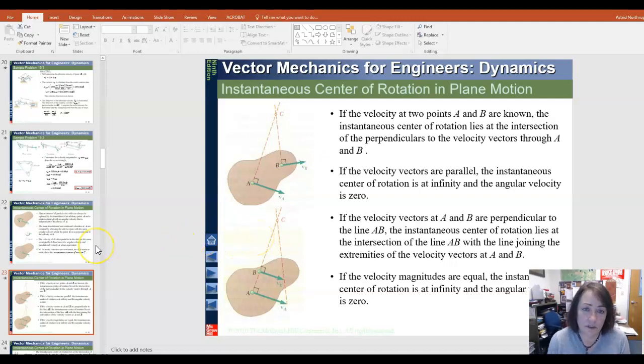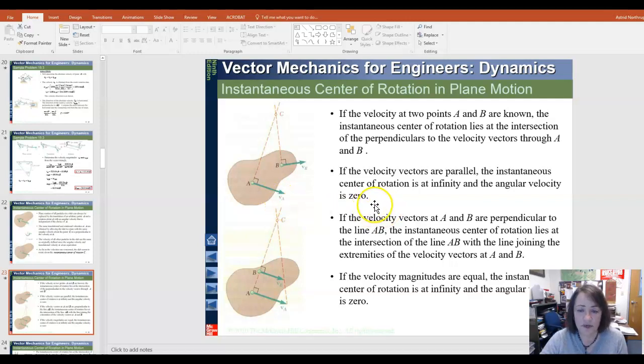It's important to note that this only happens for one instant. The instantaneous center of motion changes over time, and it will follow a locus of points that we'll talk about a little bit later on. But if you have a velocity vector at two different points, you can determine it using this technique. The slide here just outlines the process. If the velocities of the two points are known, then the ICR lies at the intersection of the perpendiculars.